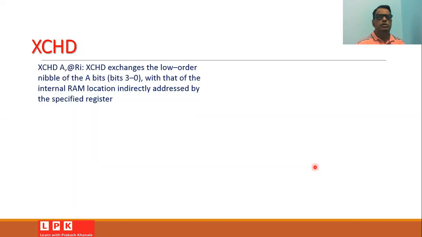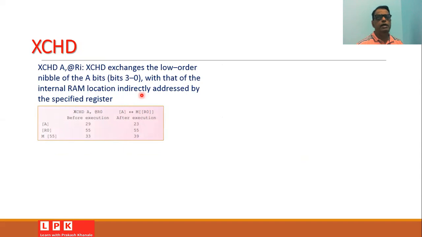There is another exchange instruction, XCHD A, @Ri. This instruction will exchange the lower order nibble of A, bits 0 to 3, with that of the internal RAM location directly addressed by the specified register. For example, if we write XCHD A, @R0, then the content of the memory location R0 will be exchanged with the lower order nibble of A.